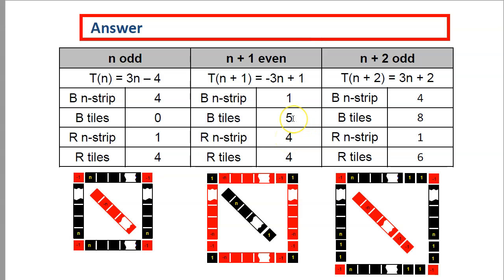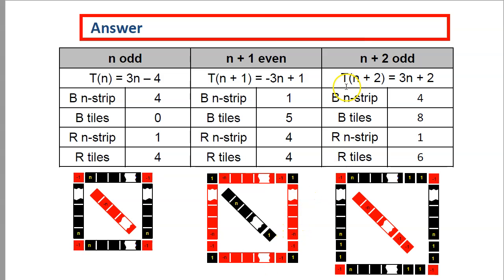And now we have 5 black tiles. Why is that? That's the 4 corners, and then the end strip in the middle has grown by 1. And we have 4 red tiles. And why is that? It's because the 4 red strips here have grown by 1.